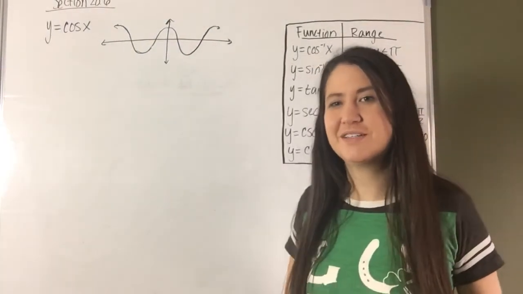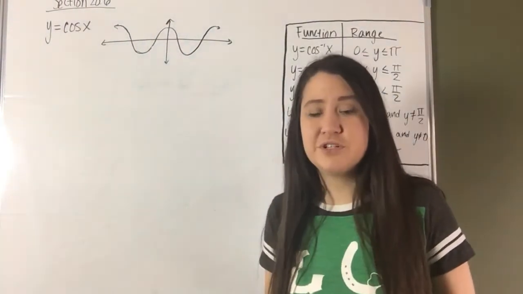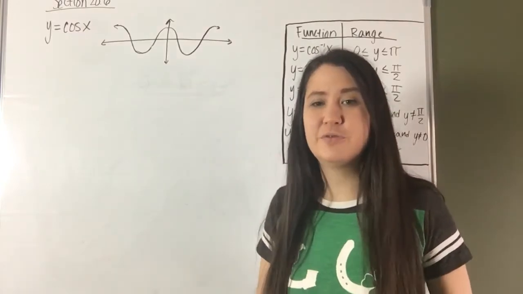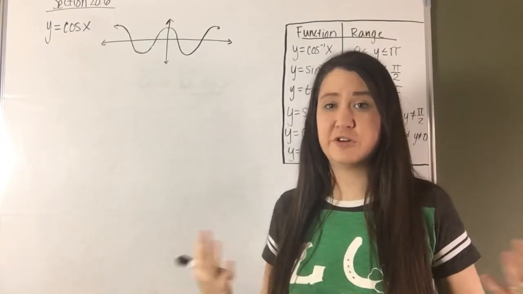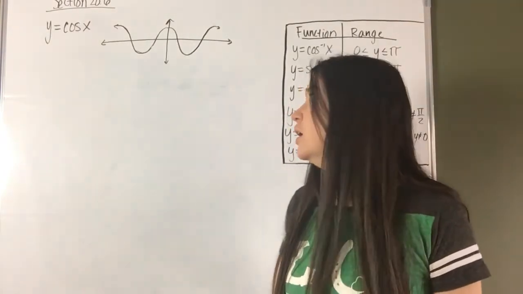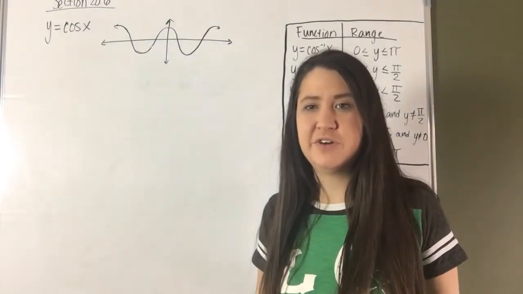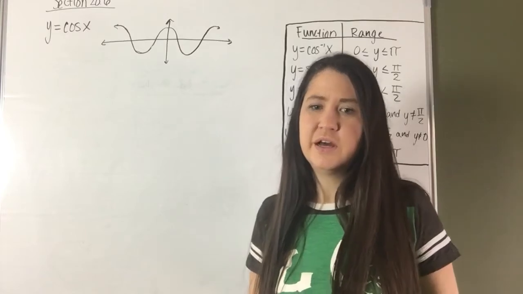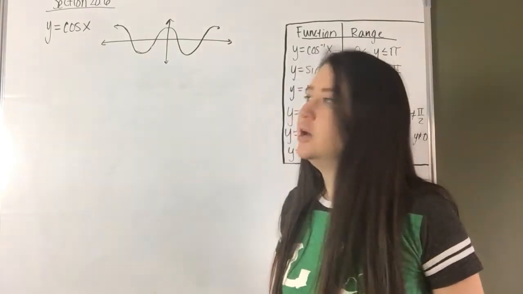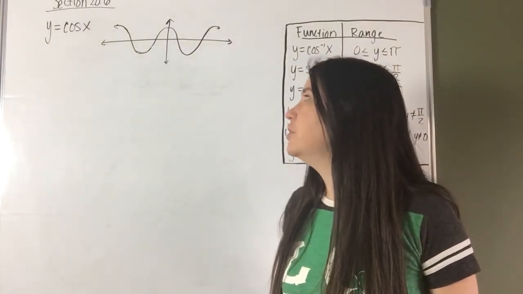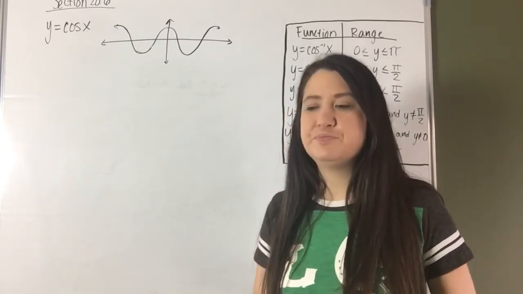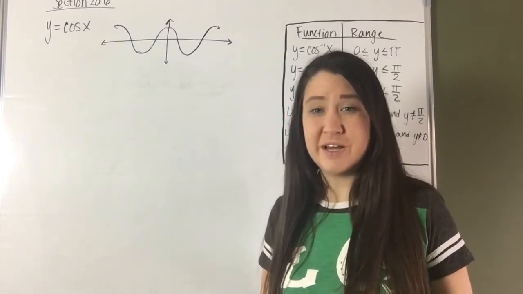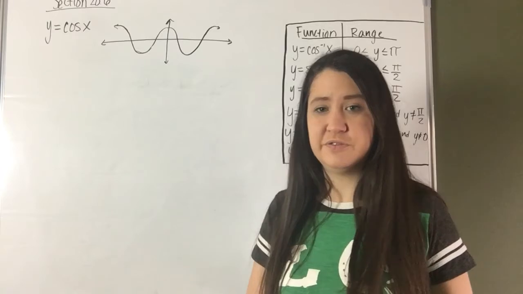Hi everyone. Section 20.6 is all about the inverse trigonometric functions. We've worked with inverse trig functions before when we were solving equations. Now we're going to formally define the functions and think about what their graphs would look like, but just look at them more in depth. I'm going to go through one example. We're going to look at cosine and define the inverse cosine function.